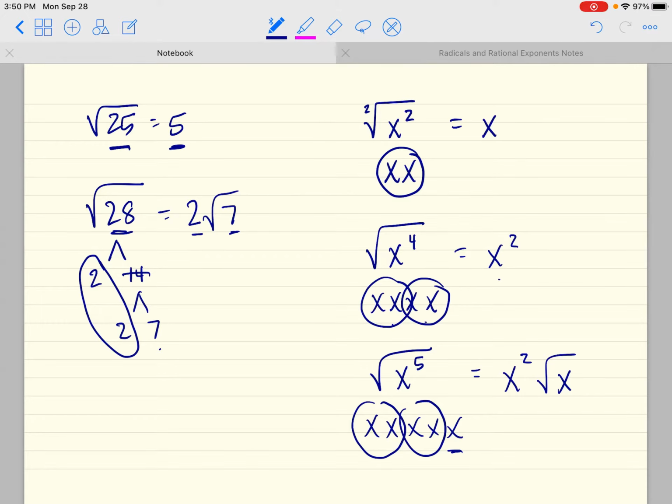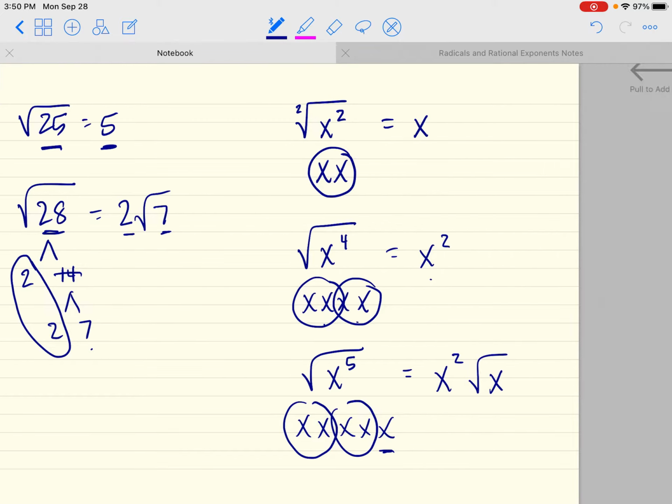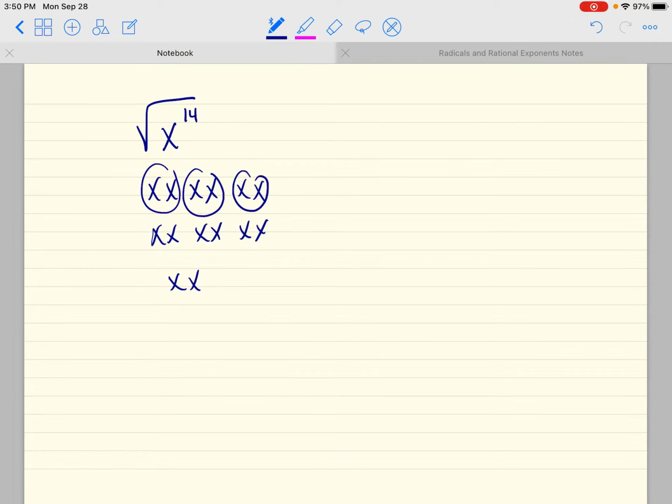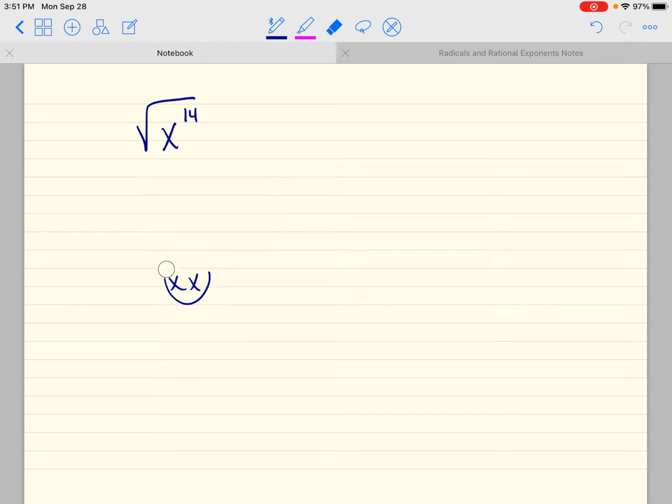However, if the variable exponent gets a little bit large, I don't know that I want to go through all of that process. So for instance, let's say we're looking at a square root of x to the 14th. Now, do I really need to write out 14 x's to see how many groups of 2 I can circle from that? I mean, I'm hoping not. Let me just show you. 4, 5, 6, 7, 8, 9, 10, 11, 12, 13, 14. How many groups of 2 am I going to get? 1, 2, 3, 4, 5, 6, 7. If I'm breaking 14 into groups of 2, that is exactly what you're doing when you divide 14 by 2. So we don't actually have to do the writing out and the circling.